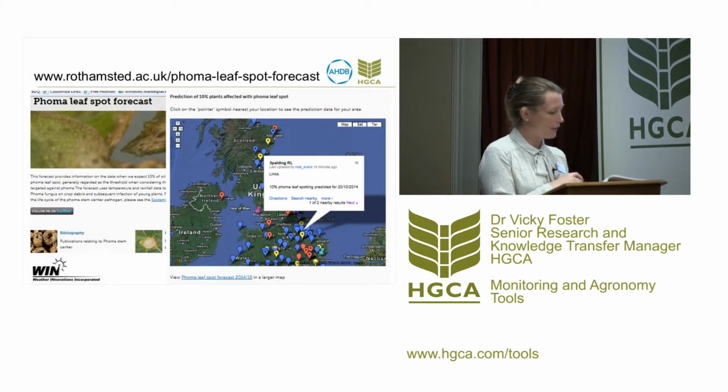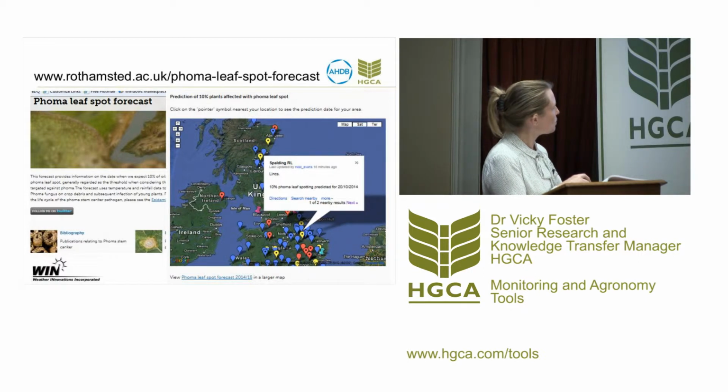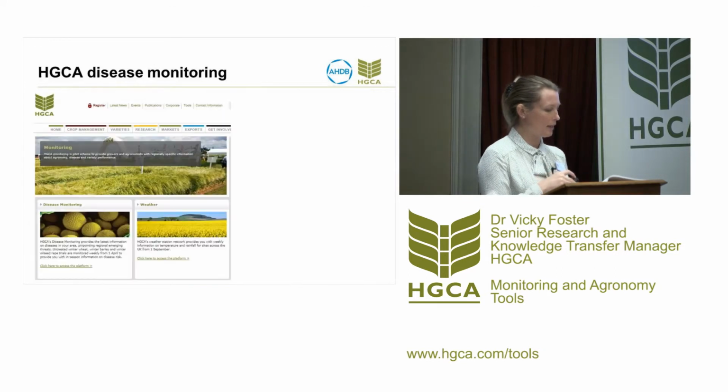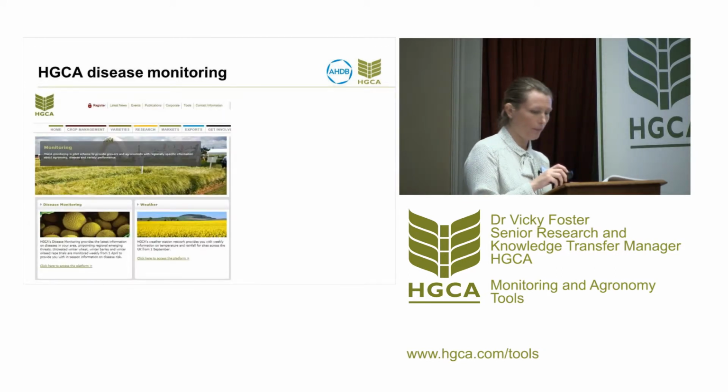And you get colour codings. The blue points are when 10% of the leaf spotting is predicted more than 7 days away. The yellow points is when 10% of the leaf spotting is predicted within the next 7 days. And when they've turned red, that's when you've passed the 10% area.